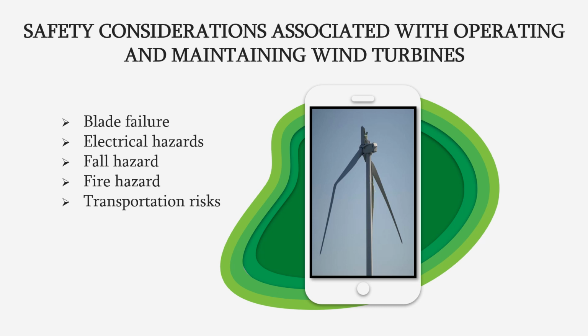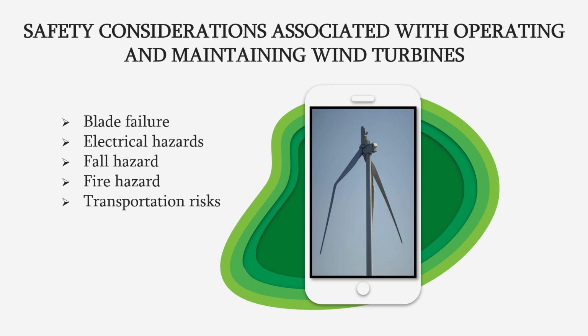To mitigate this risk, proper training and safety protocols must be in place for workers involved in the operation and maintenance of wind turbines. Workers should be trained to identify and avoid electrical hazards, and the proper personal protective equipment such as insulated gloves and safety harnesses should be used when working near electrical components.